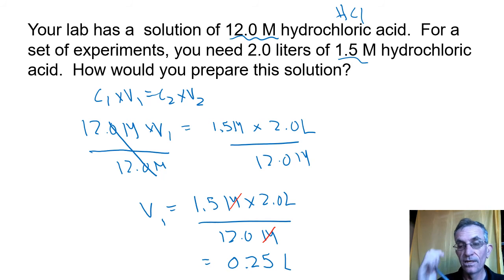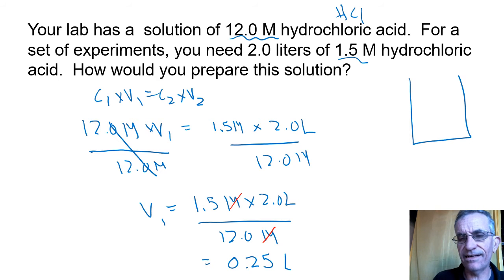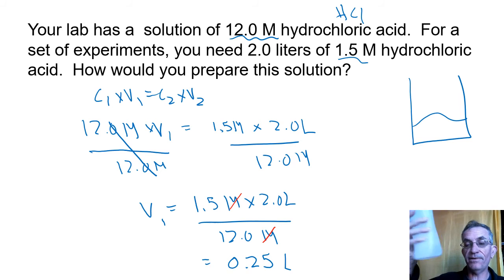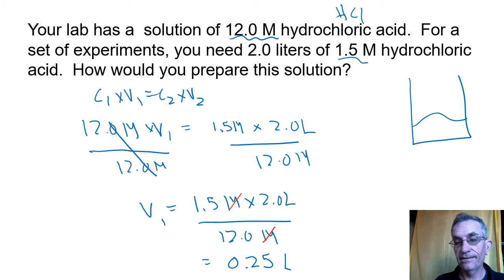All right. Now, as far as that goes, what have we just calculated? The V1, I know, but what is that telling me? That is telling me how much of the concentrated stuff to grab. Out of the concentrated bottle, like, this isn't it, but I don't have hydrochloric acid sitting around my house, believe it or not. But you get out of this bottle, out of the concentrated bottle, you're going to get 0.25 liters.